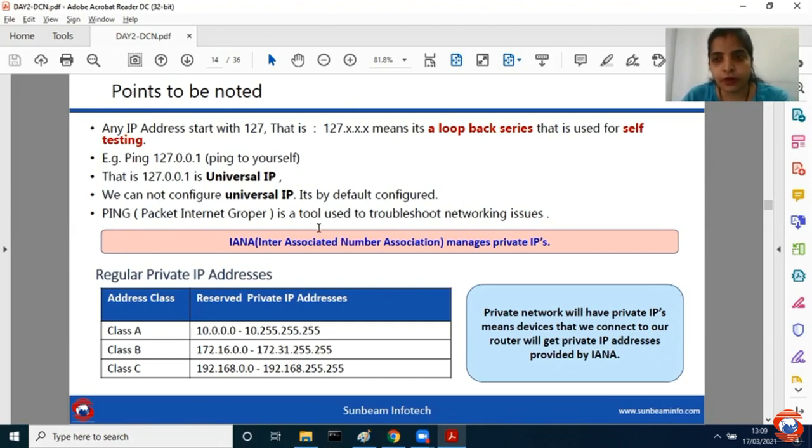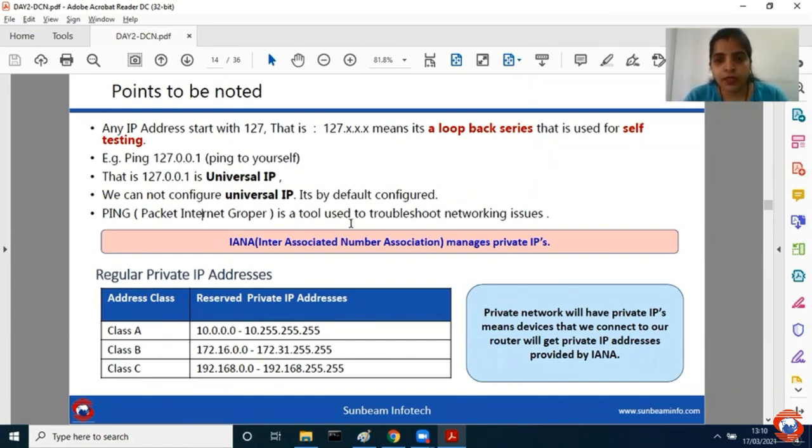In that case, we can go for the ping command and type 127.0.0.1. It is called the self testing IP address. It is also called the universal IP. जब हम IP address allocate करते हैं, at that moment you cannot allocate the IP address 127.0.0.1. You have to compulsorily remember that this is called the loopback series, which is already configured on your machine.